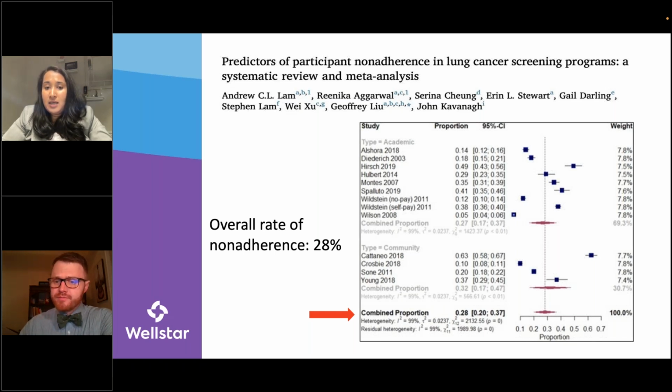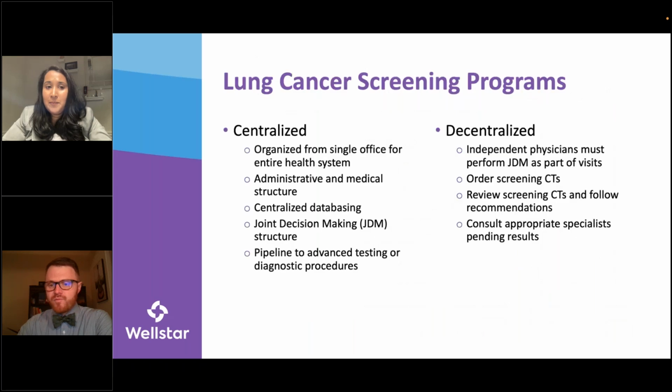It was a pooled study, and as you can see, anywhere from 14% to 63% non-adherence rate, with an overall rate of about 28% non-adherent patient populations. One thing that's also been looked at when it comes to adherence for patients to keep coming back is whether the screening programs that they were enrolled in were centralized programs or decentralized programs.